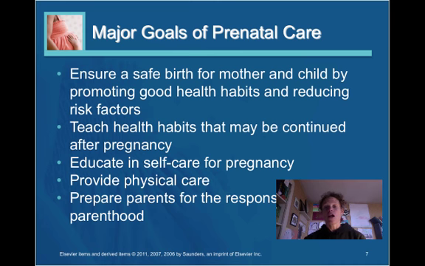Teaching healthy habits will need to be a lifelong endeavor. It's not something we only engage in during the pregnancy period. Also, it's important to teach self-care, provide physical care, and also to prepare the parents for the responsibilities of parenthood, particularly if this is their first pregnancy. This is a significant life-changing event that is going to only really hit them, I think, when the baby is actually born. So preparing them as much as possible is very important.